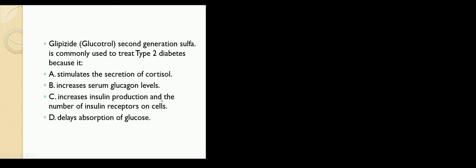Increases insulin production and the number of receptors on cells. Delays absorption of glucose. And the answer is C. It's an oral hypoglycemic agent that stimulates the beta cells to produce more insulin and increase the number of receptors on cells.